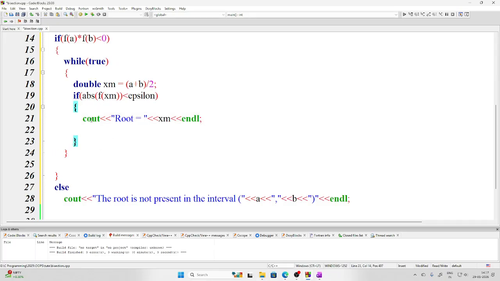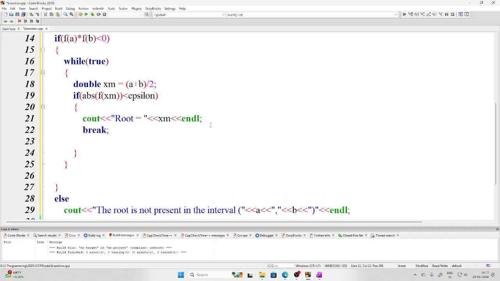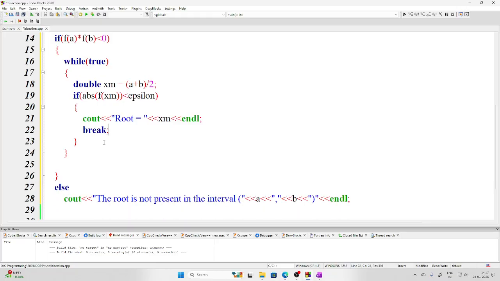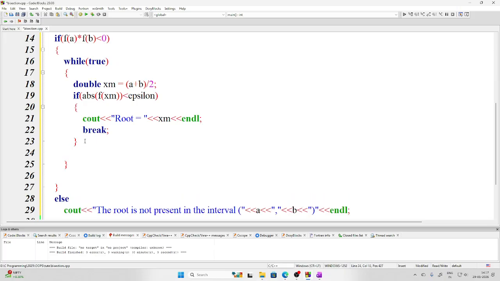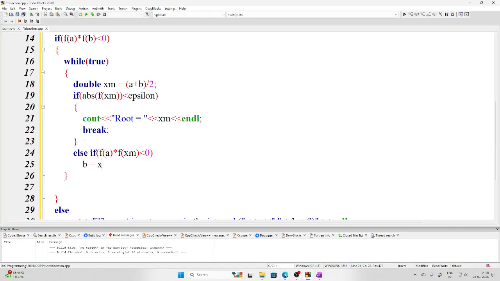Okay, so we have to repeat it many times. We can only break out of this once the condition is met. So break. Okay, let's say this condition becomes false, then I have to check again. Else if the product of fa and fxm is less than 0, that means now my root will be lying between a and xm. So the left limit will be a, right limit will become xm. So in place of b, I will be writing xm.